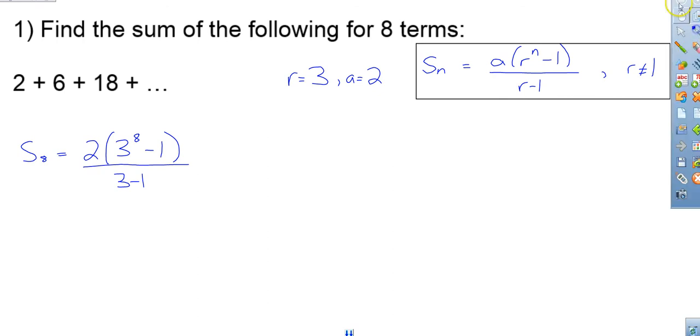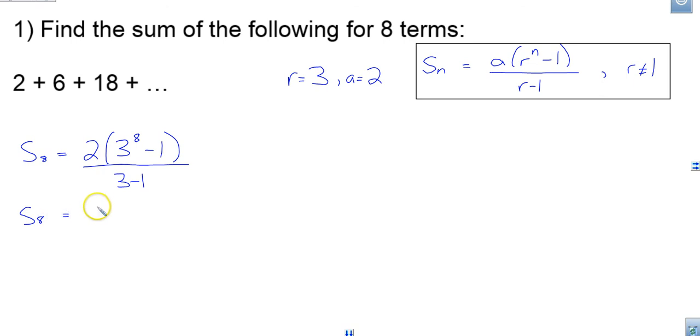So just punch that into your calculator and you will get that the sum of the first 8 terms is 6,560. All right, so no need to determine between two equations here. There's only one for the geometric series, so make sure you remember that.